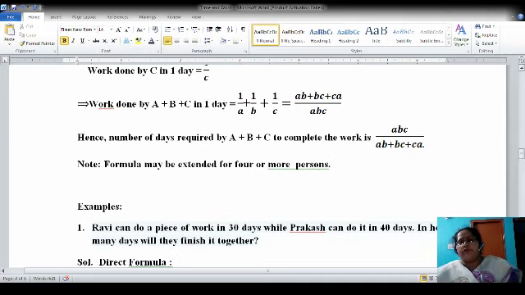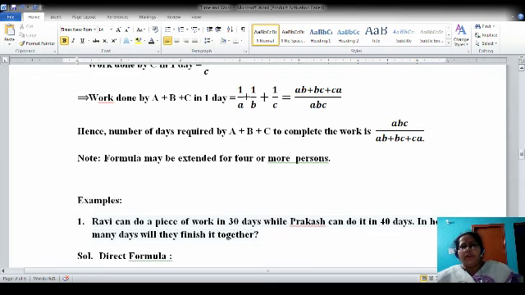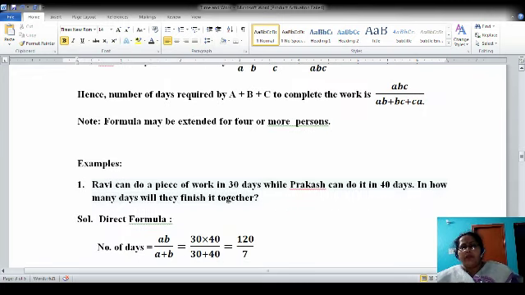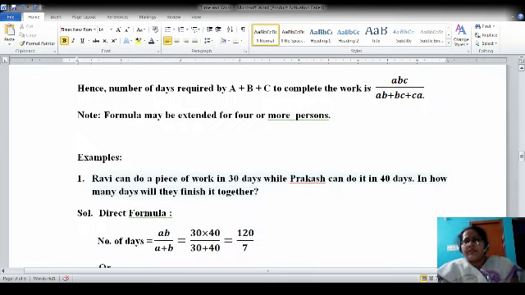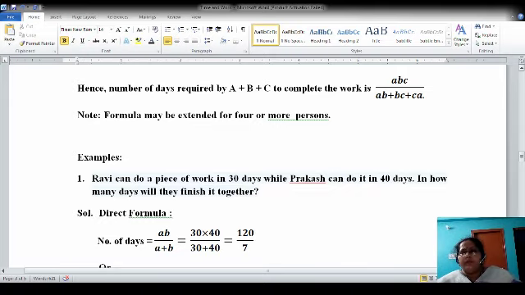Basically we can follow the steps as we have done for deriving the formula, or you can directly use the formula, whichever you feel convenient. But sometimes following the steps is easier. Anyway, first let us see the direct formula. By the direct formula, the number of days is AB by A plus B. A and B were 30 and 40, so it's 30 multiplied by 40 divided by 30 plus 40, that is 120 by 7. That is your answer.